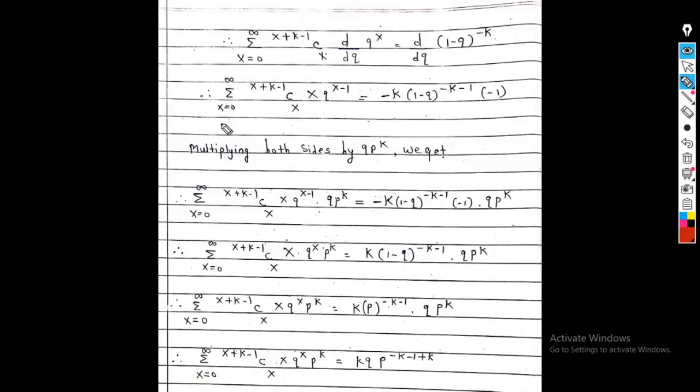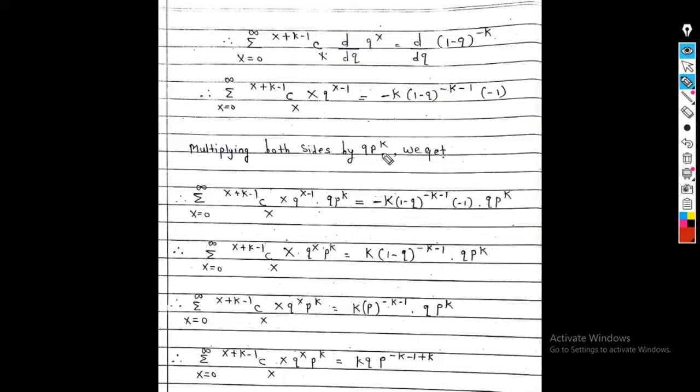In the next step, the term (x+k-1)Cx is constant, so we can take it out from the differentiation. So we get summation x equals 0 to infinity (x+k-1)Cx d/dq of q^x is equal to d/dq of (1-q)^(-k). What is the derivative of q^x? It is x q^(x-1), is equal to, again, the derivative of (1-q)^(-k) is minus k into (1-q)^(-k-1), and the coefficient of q is minus, so multiplied by minus 1.